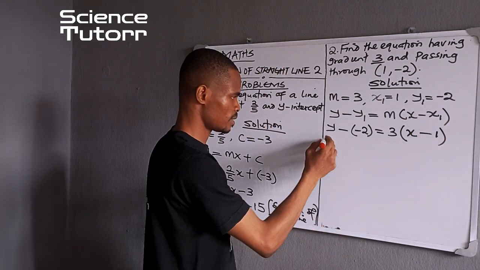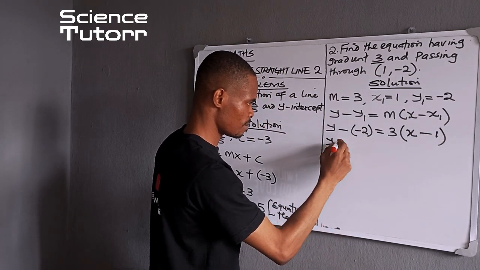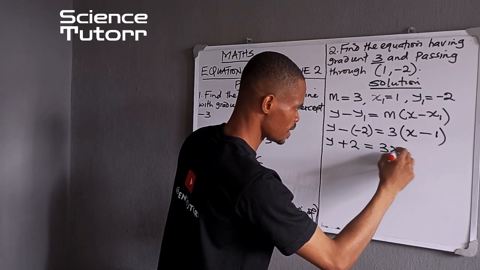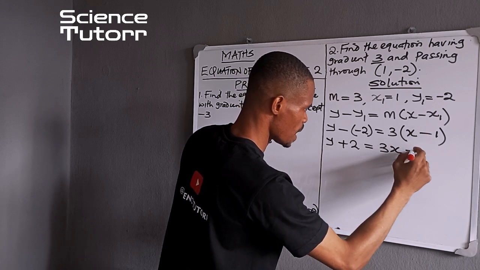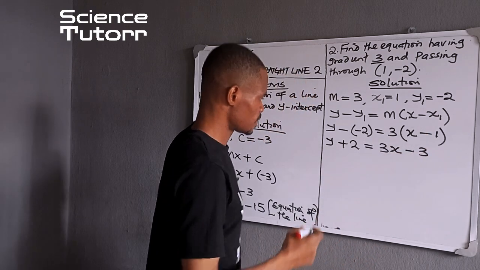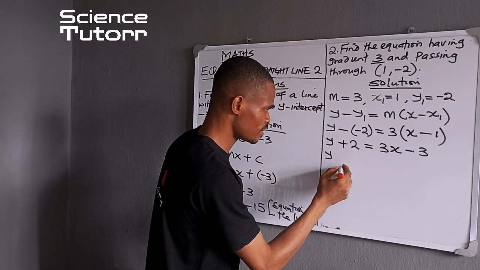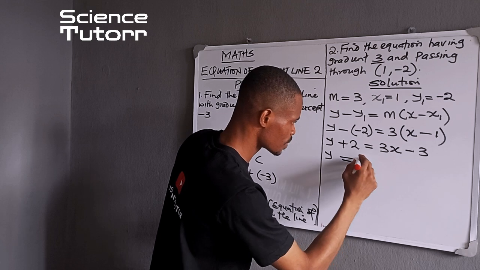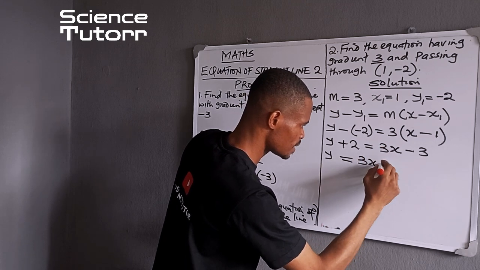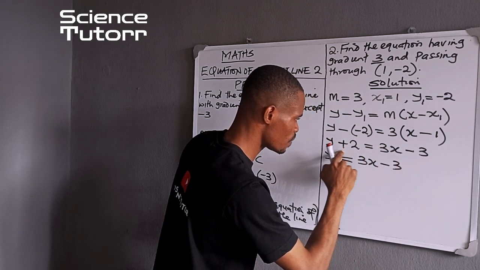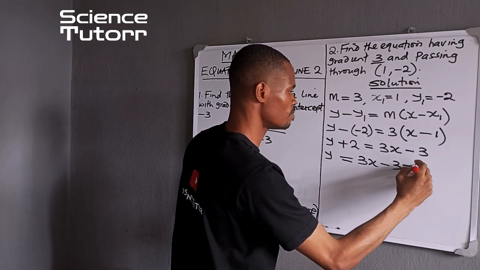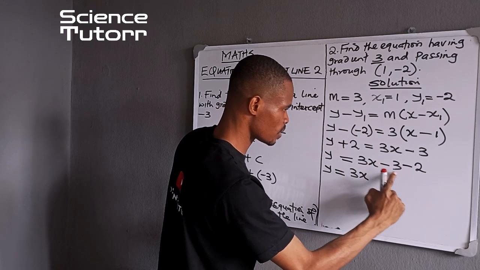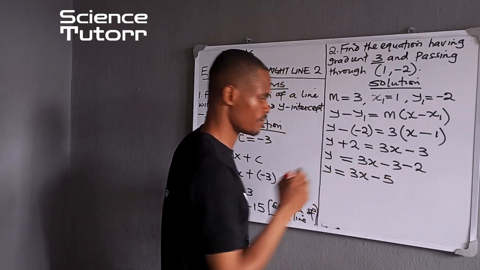So we expand. y plus 2 is equal to 3x minus 3. So we end up having y equal to 3x minus 3, and moving plus 2 to the other side becomes minus 2. So that makes y equal to 3x minus 3 minus 2, which gives us minus 5.